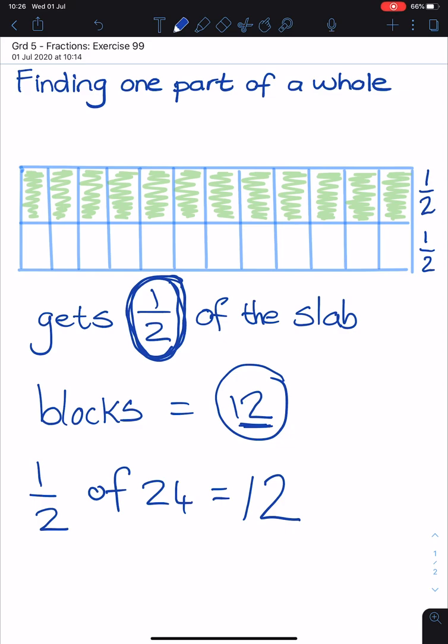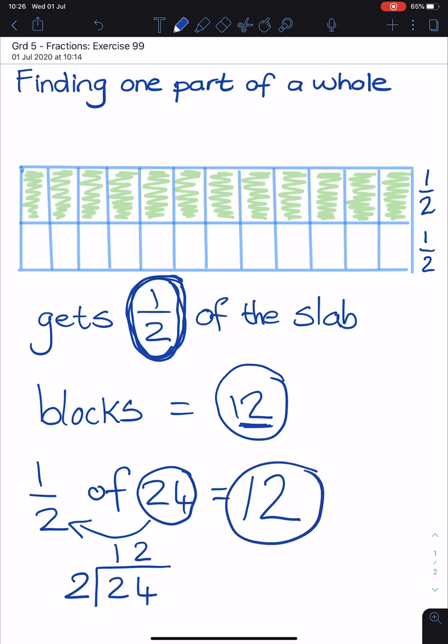Okay, there is a short way of doing this. We could take 24 and divide it by 2, because 24 divided by 2 is 12. Now in the exercise that you are about to do, they are going to ask you very similar questions to the one I have done now.